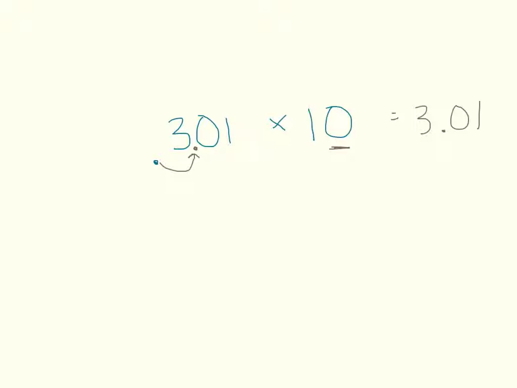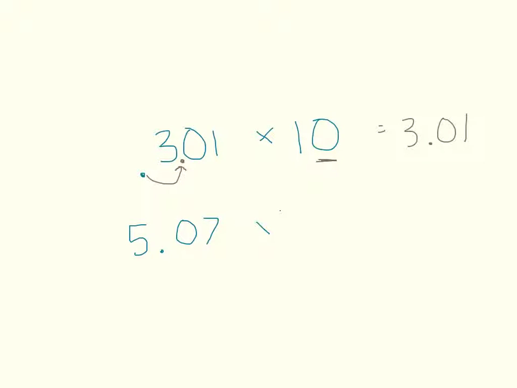Let's do a problem that is 5 and 7/100ths, and I'm going to multiply it by 100. Well, in this case, I have two zeros, so I'm going to be taking my decimal and swooping it once, twice, and putting my new decimal afterwards. So my answer would be 507.